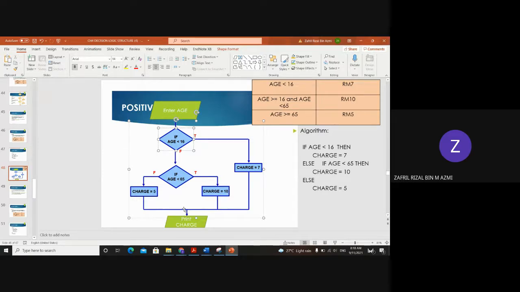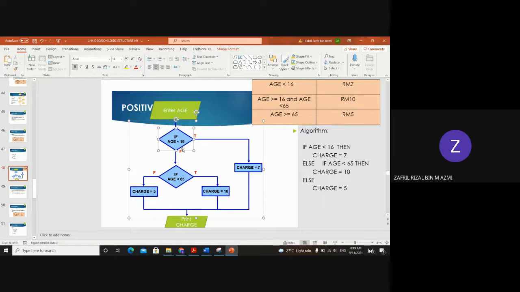It will stop checking the decision once the decision is true. Only if this is false will it check the next condition. If this is true, it will not check the next condition. This is important. So this is the positive logic structure.